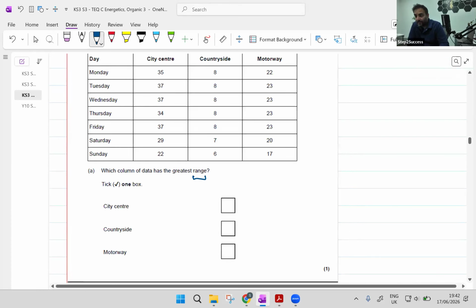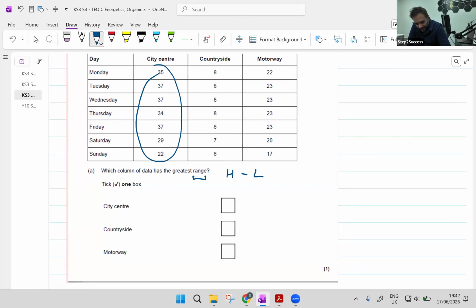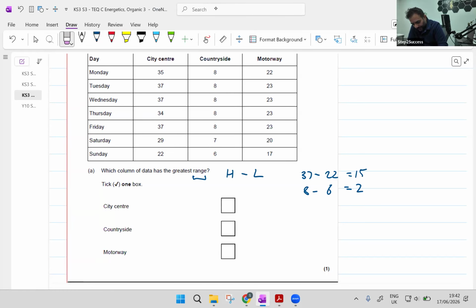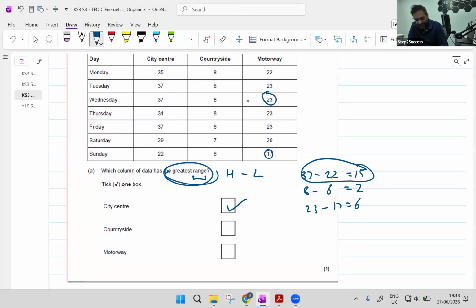Now, what is range from maths? You may remember range is highest take away lowest. So for the city centre, what's the highest number? It looks like 37 to me. And then the lowest of these numbers is 22. 37 take away 22 is 15. You've got to do that for all of them. For the countryside, the highest is 8 and the lowest is 6, so the range is 2. For the motorway, the highest is 23 and the lowest is 17, which means the range is 6. The question is, which has the greatest range? Isn't that the city centre for that reason?